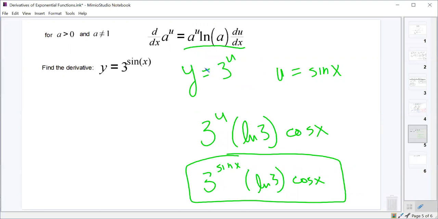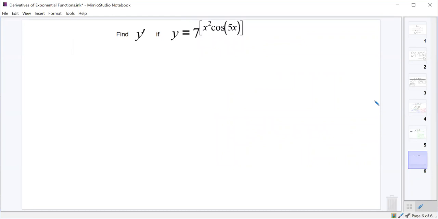Everybody good with that? Yeah. All right. And we'll do this last one and then we'll get out of here. So y equals 7 to the x squared cosine 5x. So this is y equals 7 to the u, with u equal to x squared cosine 5x. So far good or no?